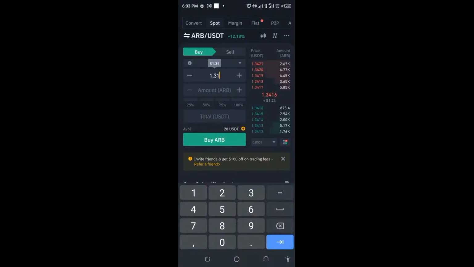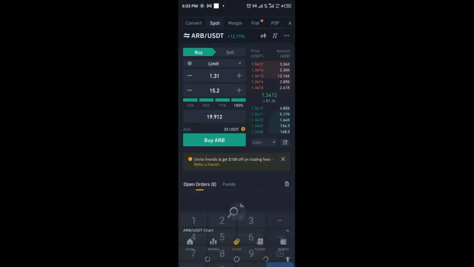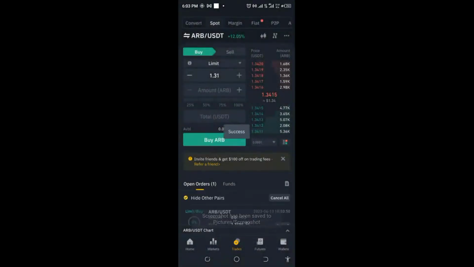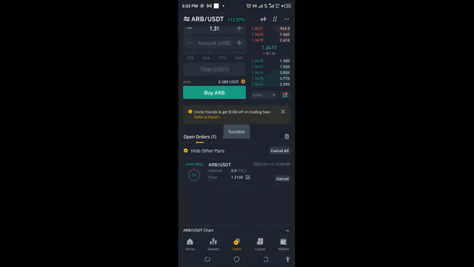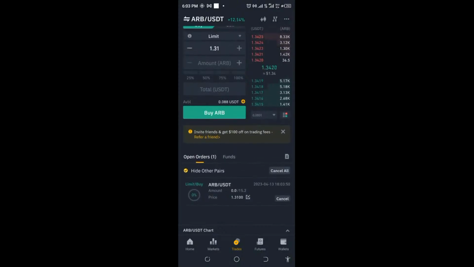All right. Let's do this. So I'm going to pick up the 100%. It's giving me 19.91. It's giving me 15.2. I go ahead and buy. Okay. So currently we're in the queue. Let's see how long this takes, and I'll be back to give you the results.